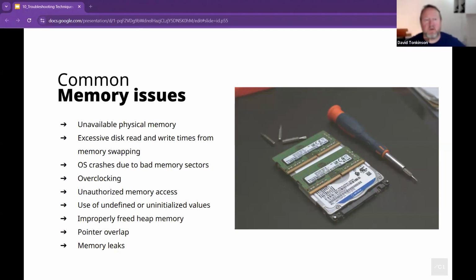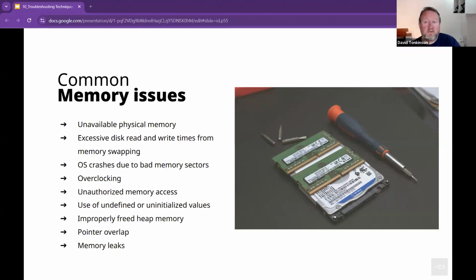Okay, so that's simple CPUs. Let's have a little look at memory issues. Memory is probably one of the most common things you will ever change in a machine, be that a server, a laptop, or a desktop system. Okay, so make sure you're familiar with how to change it. It's very easy to alter.